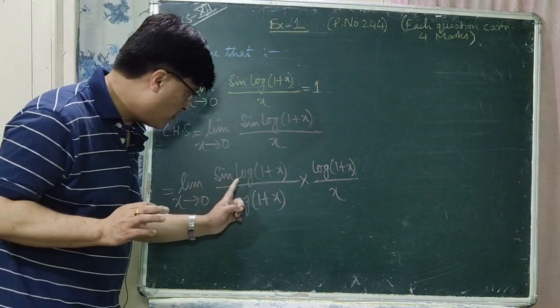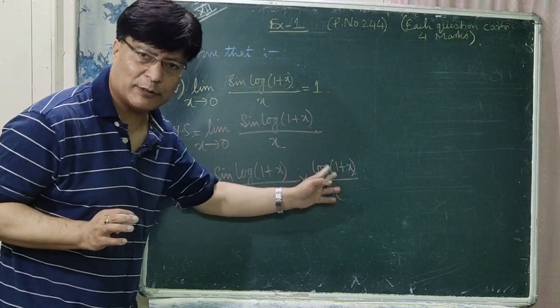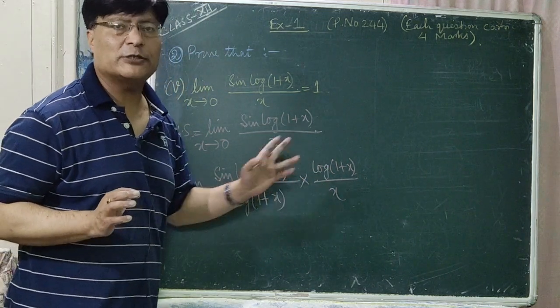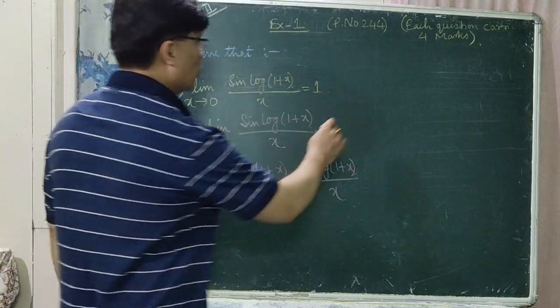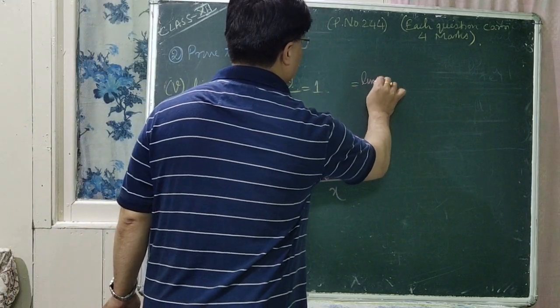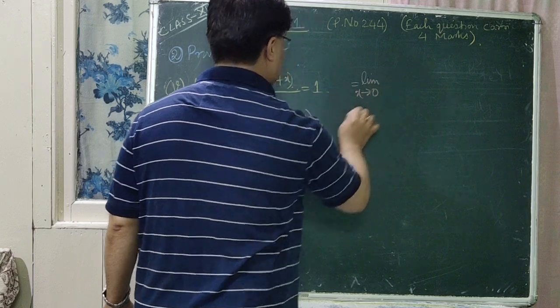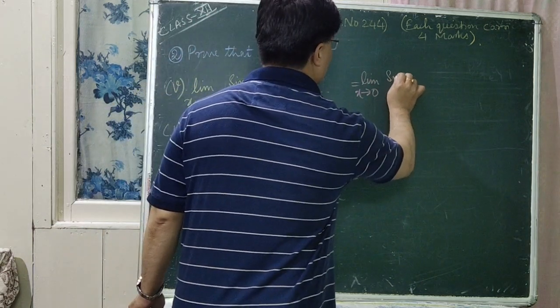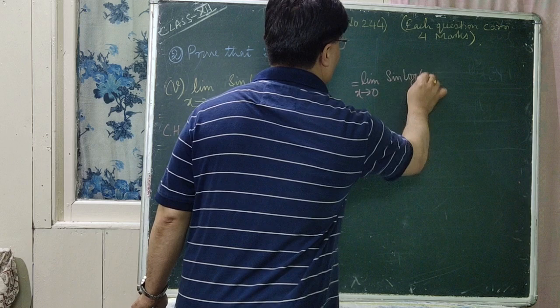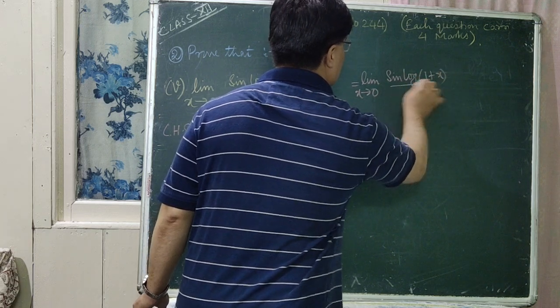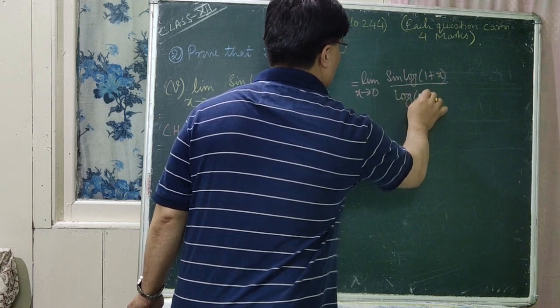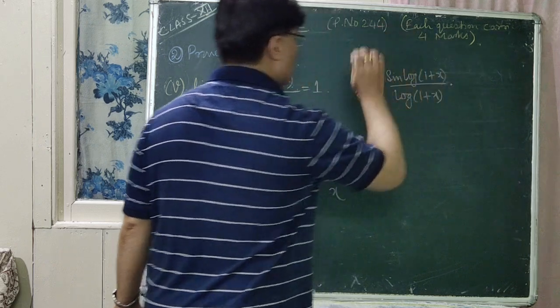Okay. Now for both these expressions, these are the variables here. For both the variables, you have to write down the limit. So which is equal to limit, this is your x tends to 0, sin of log of 1 plus x divided by log of 1 plus x, into.